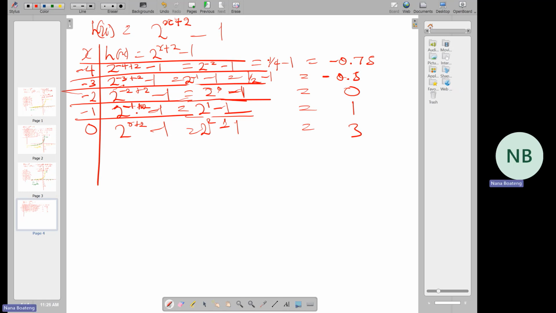This is 1. When x is -1 and y is +1, it's about this point here. And when x is 0 and y is 3, it's about here. All right, so we have these points that we can draw a line through to get our graph, so we get this.